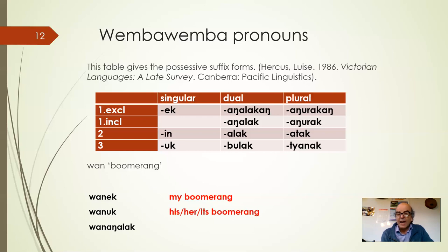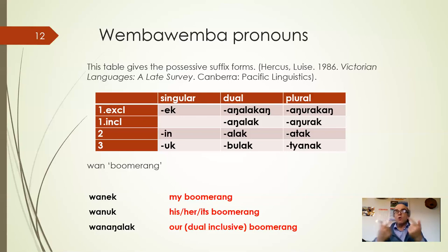So you find angalak in the table. It's here. So it's a dual form, relates to only two people. And it's a first person form, which means it includes the speaker, and it is inclusive, which means it includes the listener. So wanangalak means our first person dual inclusive boomerang, from Niharika. That is the correct answer.